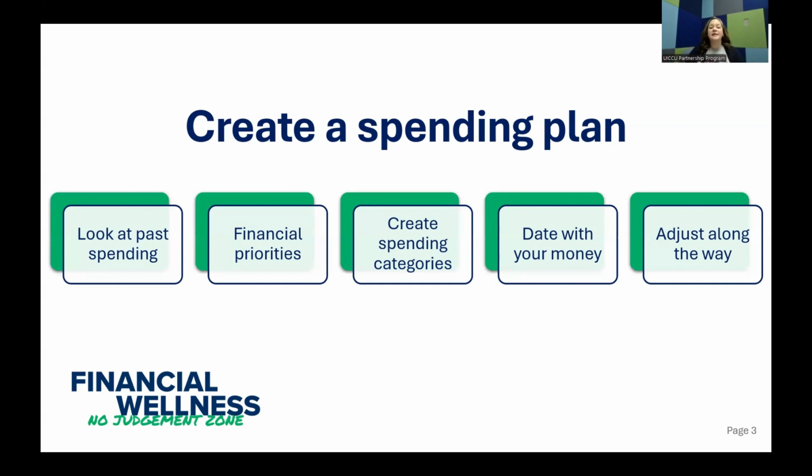And then create some categories. When I think of categories, I think of something like car. Our car is not just going to be the car payment. It's going to be the gas for the car, the maintenance for the car, the insurance for the car. That is one category. We're talking about our car.